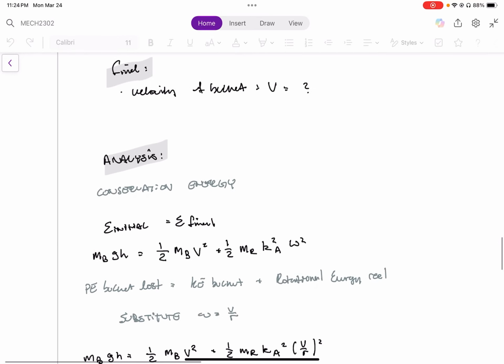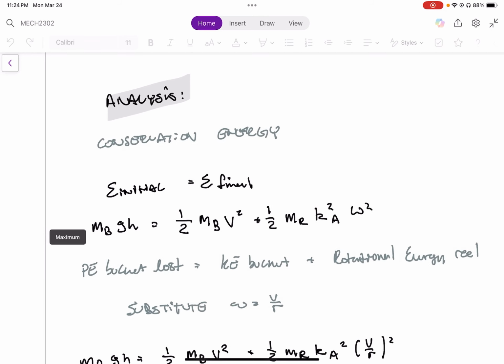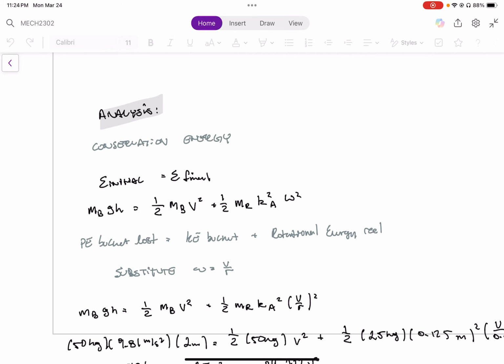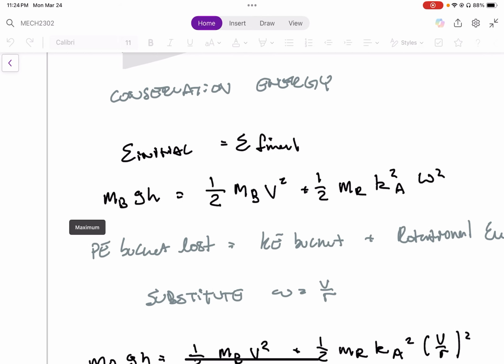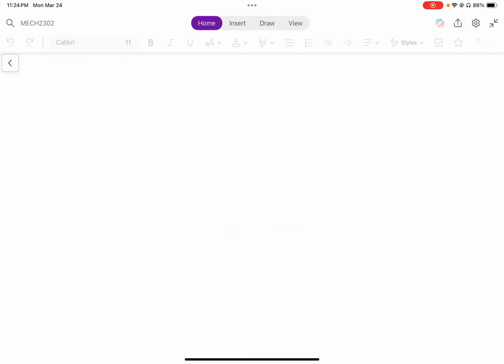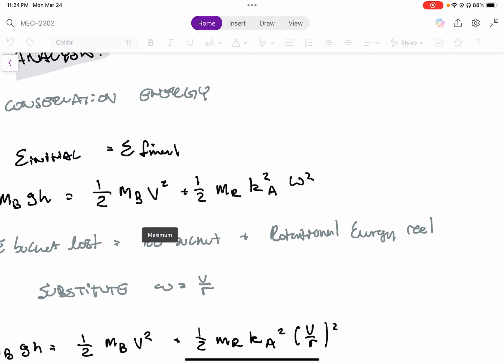For the analysis, we literally just have to use the conservation of energy, and that is all that is required. The energy of the initial state equals the energy of the final state, where the potential energy lost by the bucket equals the kinetic energy of the bucket plus the rotational energy of the wheel. That is mass of the bucket, gravity, height for the potential energy of the bucket, equals half mass of the bucket times velocity squared, which is the velocity that we're going to be looking for.